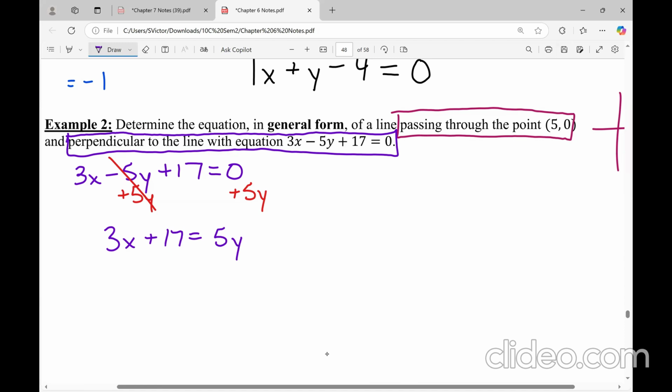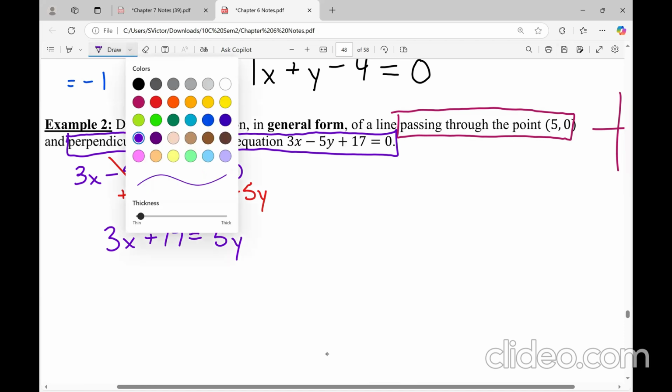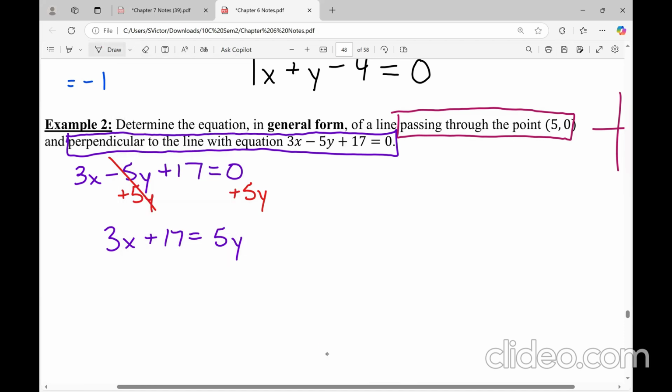Last thing we need to get y by itself is we got to get rid of that 5. Remember, to get rid of a coefficient, you just divide by it. Sorry, I'm going to have to stop there for a second.